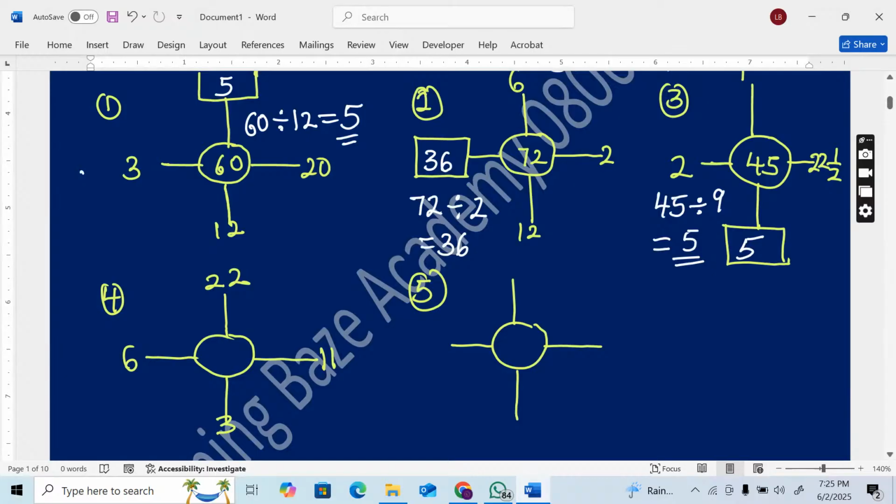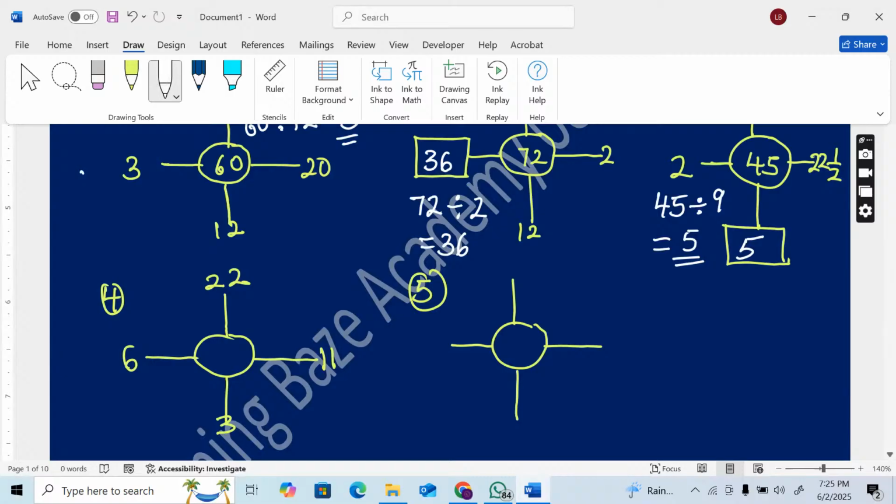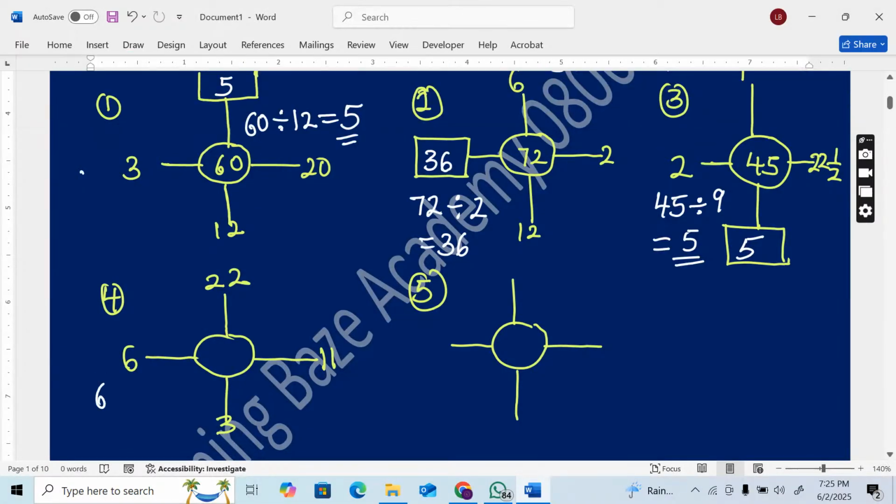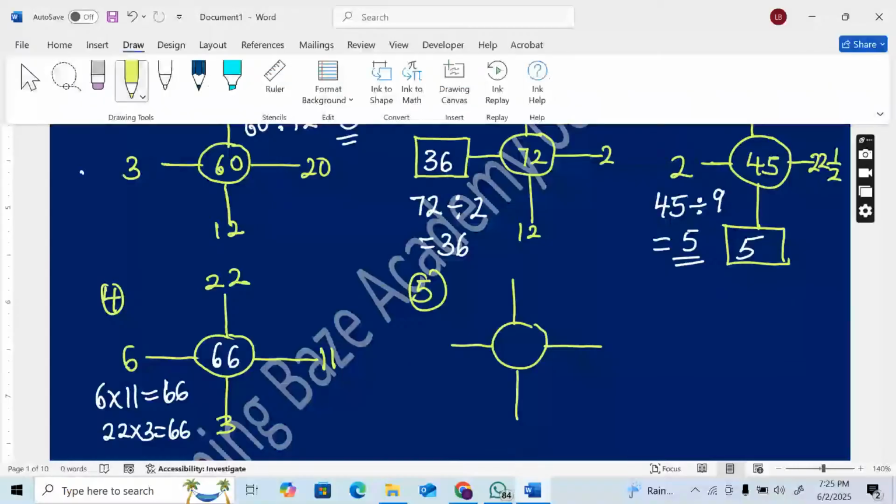So the answer to number 4 is 66. When you multiply the numbers above and the numbers on the left and right, you will have 66. So 6 times 11 is 66. 22 times 3 is equal to 66. So write 66 at the middle. Now, number 5. Let's see who's going to post the answer for number 5. I hope you are ready.